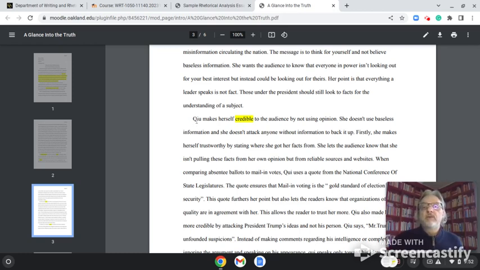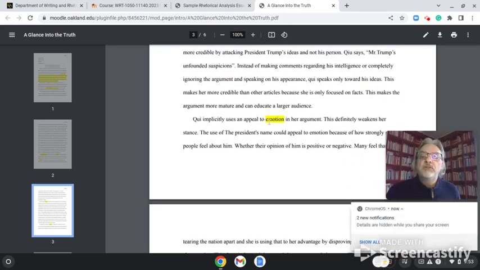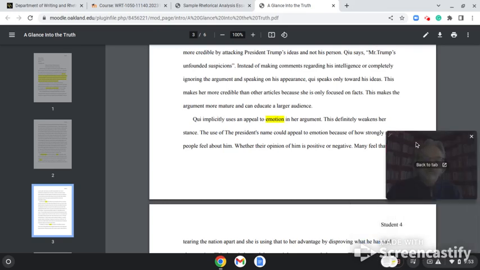And I like the way that she chose to do this differently and say, quote, "makes herself credible," instead of saying the author has ethos. It makes it a little more interesting, jazzes it up a little bit, makes it interesting to read. She uses words like trustworthy, things that have to do with the essence of what ethos is versus just saying it's ethos. She uses emotion and then dives in a little more to talking about pathos.